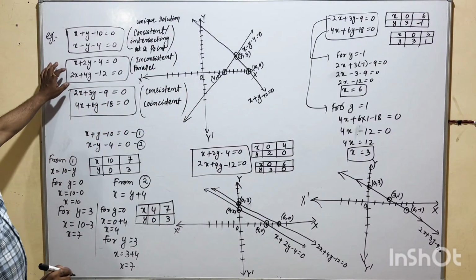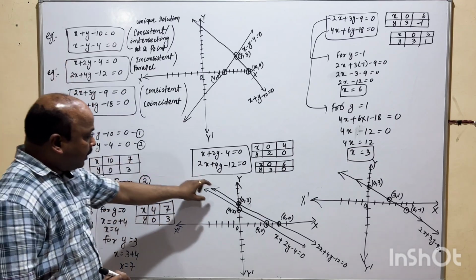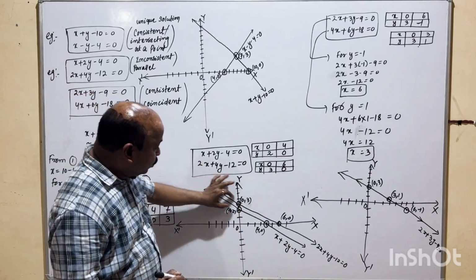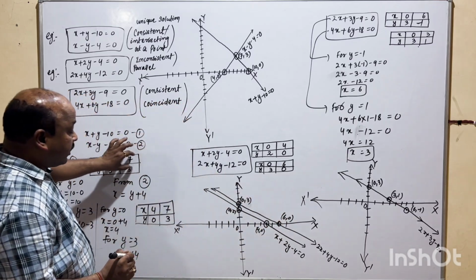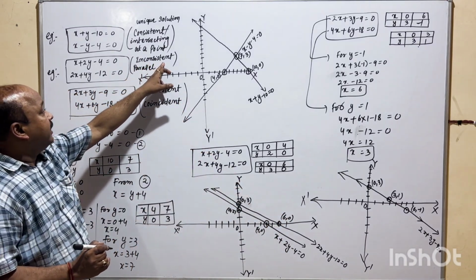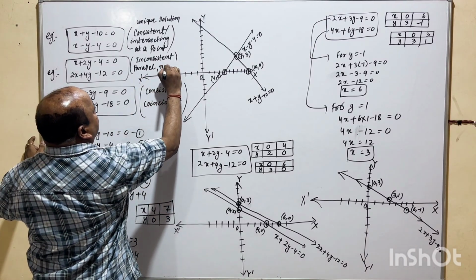Okay. And from the second example, we represent them graphically, and we know that here are two straight lines and they are parallel with each other. They never intersect with each other, so they have no solution. So we say inconsistent, parallel, or we say no solution.